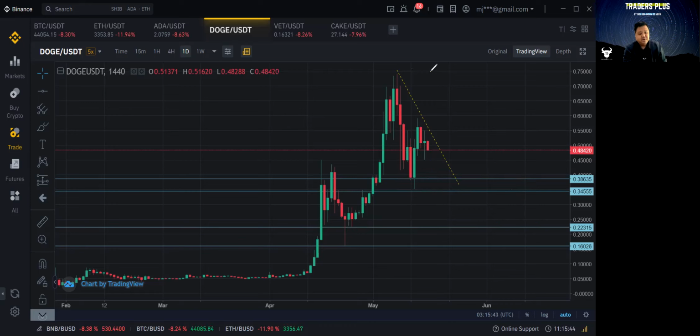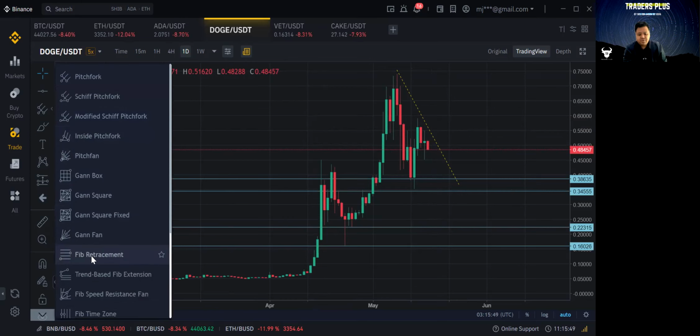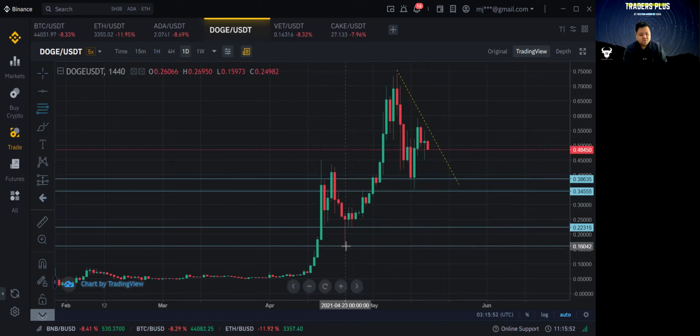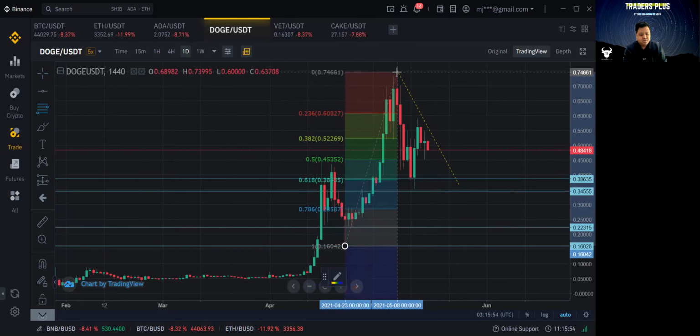Now let's check. Is it the same? So maski mula rito hanggang doon. Yes. Okay? So, the likelihood na bumagsak to hanggang dito sa 0.365, mataas yan, at dito ka mag-bounce. Plus, pag nag-bounce yan, babasagin niya na rin itong trend line mo. Okay? So, hanggang dito ka pa. Okay? Yan ang inaantay natin for Dogecoin.